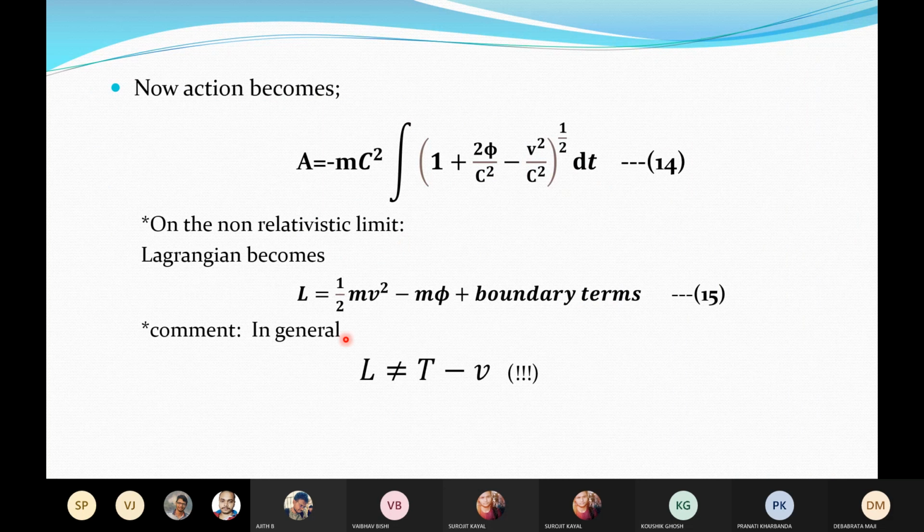So in the non-relativistic limit, the Lagrangian becomes half mv squared minus m phi, plus some boundary terms which we neglect by similar arguments as we claimed previously. And the main comment I would make is that the Lagrangian need not be of the form kinetic energy minus potential energy, as we have seen in the free particle case; for the more exact system, it is not kinetic energy minus potential energy. In the non-relativistic limit, sometimes it gives kinetic energy minus potential energy, it's true, but in more exact cases, it's something else.